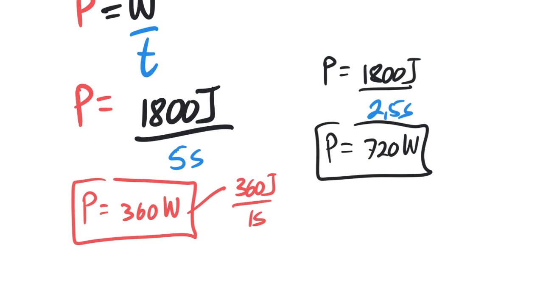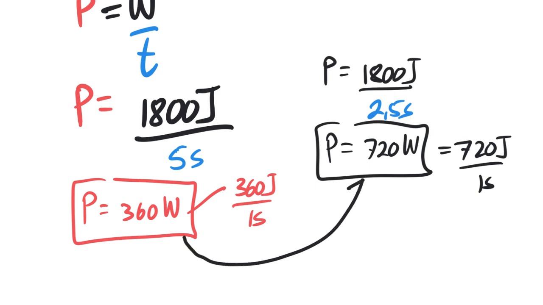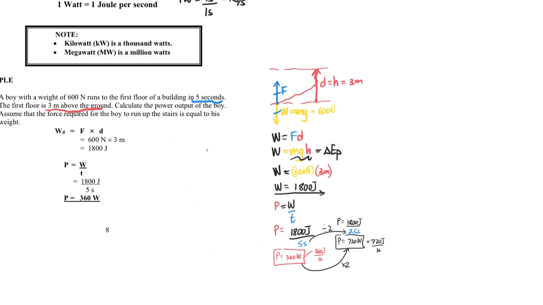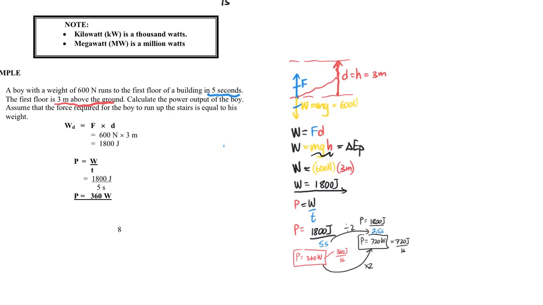So more energy is being given off per second, yet he's doing the same amount of work. He's just doing it in half the time. So we can see that going from 360 watts to 720 watts, you're doubling it, but that's because the time is being halved. So there's an inverse proportionality between power and time. So let's now move on to the next example.